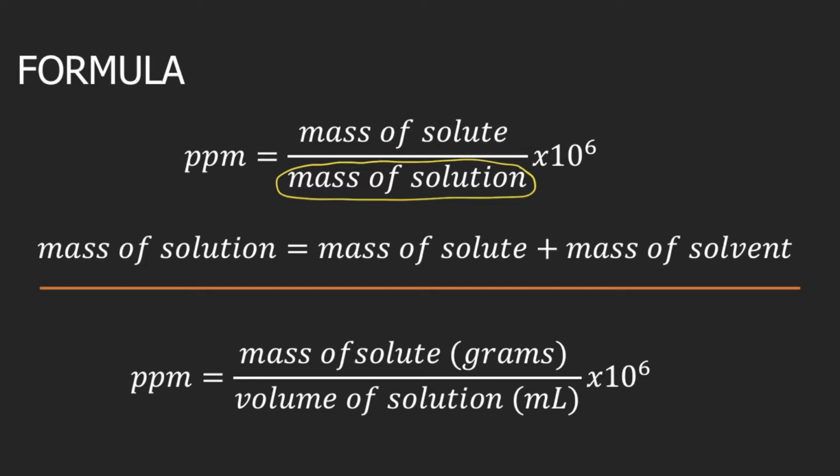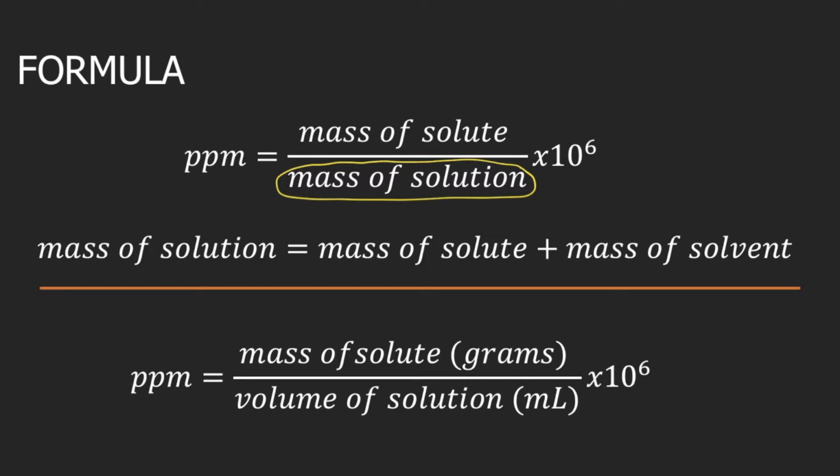Now, students usually ask if there is a specific unit for mass of solute and mass of solution. The answer is none. You can use any unit of mass. You can use grams, kilograms, or milligrams as long as you are consistent with that unit. For example, if you are using grams for mass of solute, then you should also use grams for the mass of solution. If you are using kilograms for the mass of solute, then use kilograms as well for the mass of solution. Again, you can use any unit of mass you like as long as you are consistent with that unit.